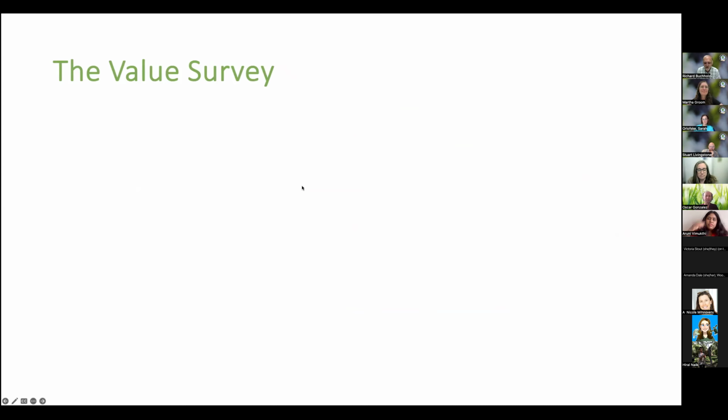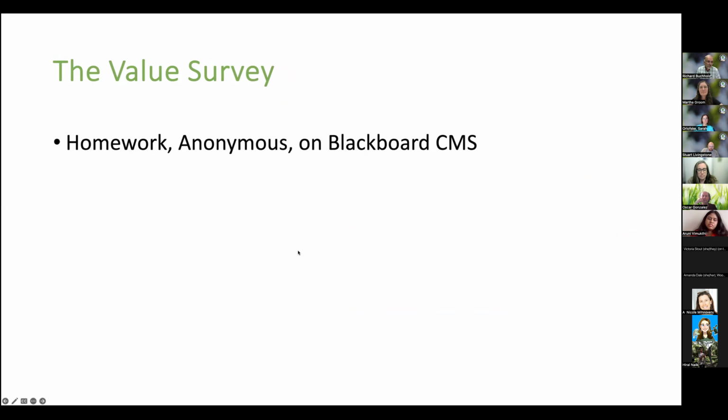The assignment starts in the second week of class, actually, with a value survey. At our institution, we're using the Blackboard course management system. You could do this with anything, I think. You could do this with Qualtrics, or other online polling or survey tools. You could do this on index cards or pieces of paper. It'd be a lot more work to put the data together, but you could do it. You could even turn it around and have the students collect the information.